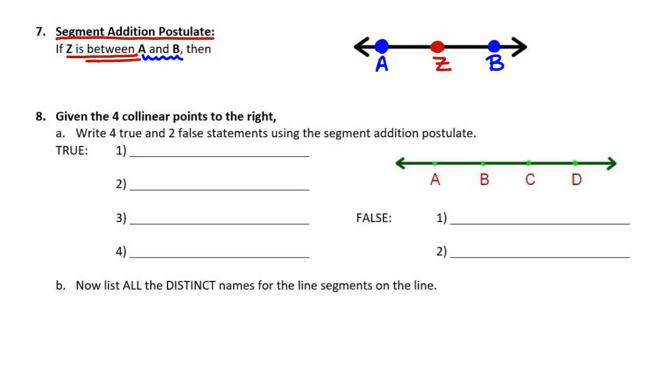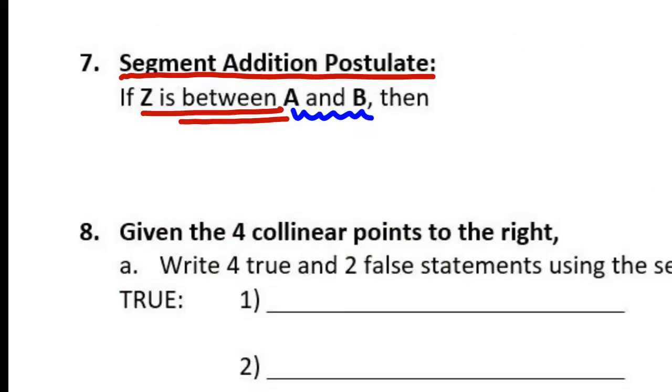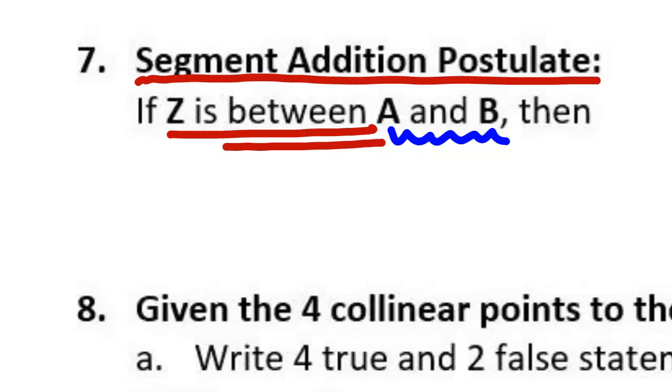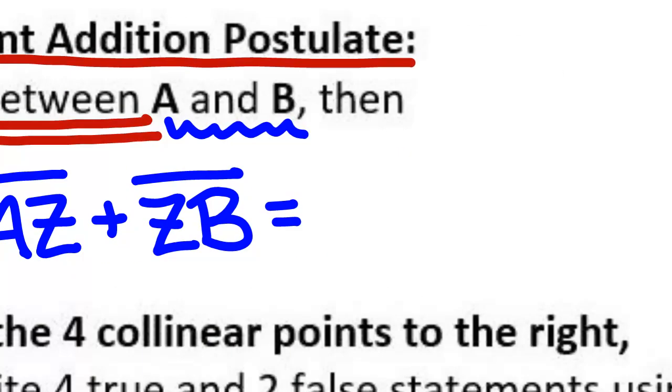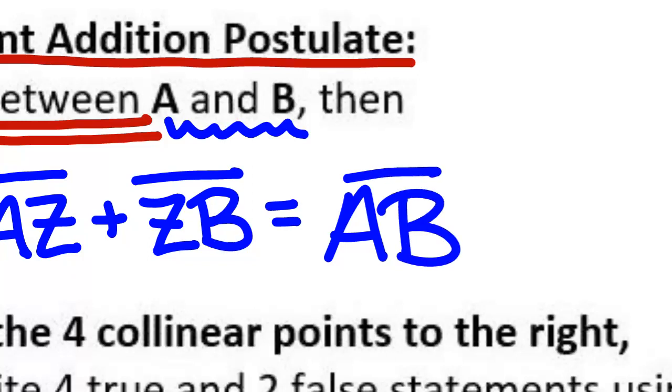Okay? All right, my segment addition postulate tells me that if I take the 2 smaller segments in the picture, segment AZ, and I put it together with the other smaller segment, segment ZB, when I put those together, I get that larger segment, segment AB. That is my segment addition postulate.